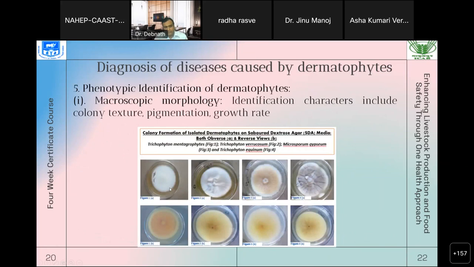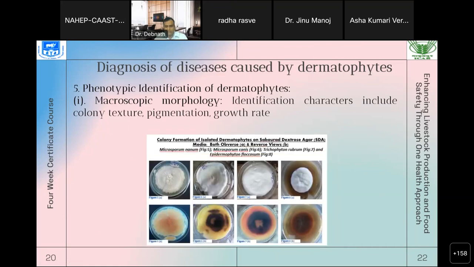You can see both the front view as well as the reverse view. Both views you need to judge, because you need to judge everything: the texture, the size, the growth rate, the pigmentation, to get an idea about the species. For example, you can see here this red color pigmentation. It is indicative that the isolate is a Trichophyton rubrum, because the name rubrum means red.